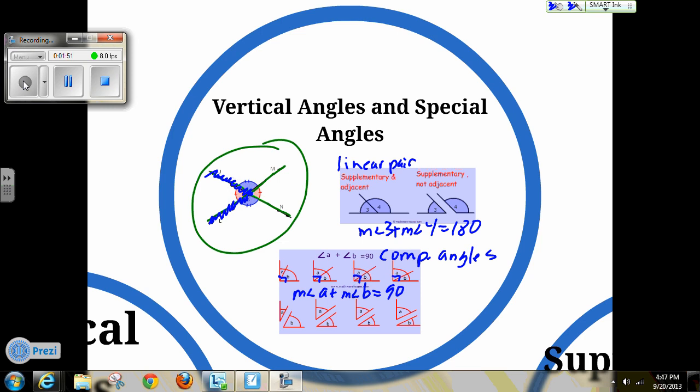So the types of angles we're looking at are vertical angles, which are across from each other, such that the X marks the spot. They are equal in measure. We're looking at supplementary angles, two angles that sum to 180. And we're looking at complementary angles, two angles that add up to 90.